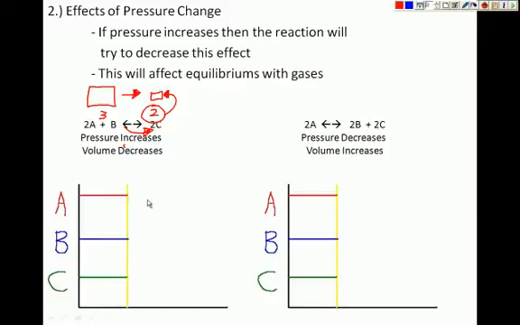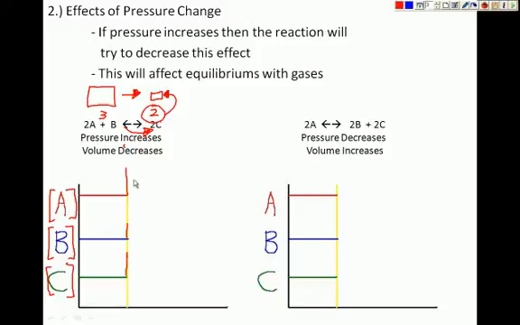So what is going to happen to A, B, and C? Well, for the concentration, because this is concentration on this side, the concentration of all of these is going to increase. Okay, so A is going to increase, B is also going to increase, and C is also going to increase.